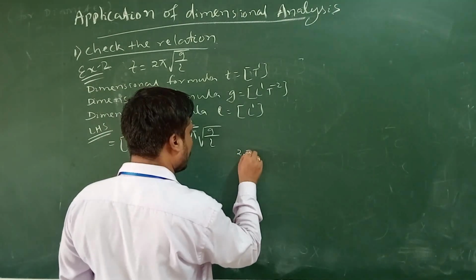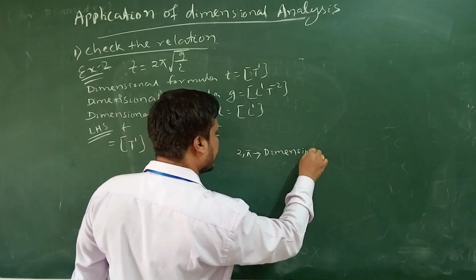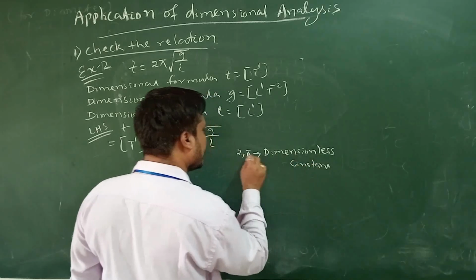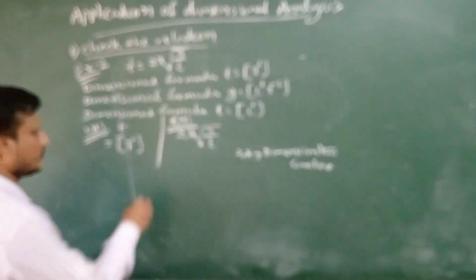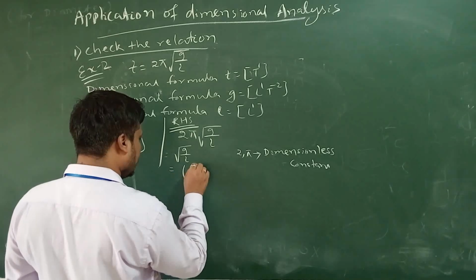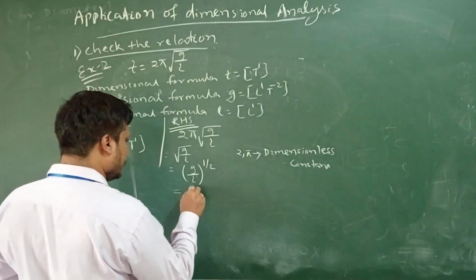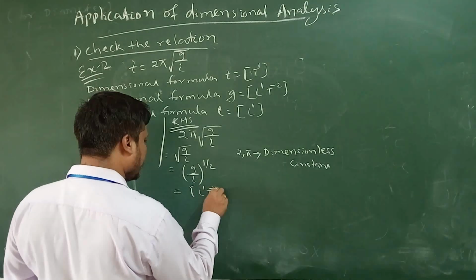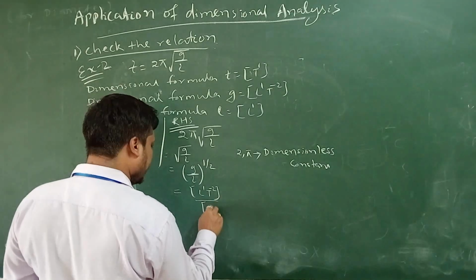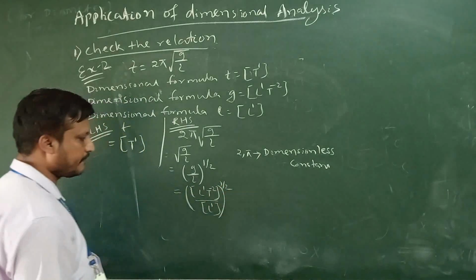Here 2 and pi both are constants, known as dimensionless constants. That was studied in the last classes. So root over g by L means g by L to the power half, which is equal to the dimensional formula of g, L to the power 1 T to the power minus 2, and the dimensional formula of L is L to the power 1, whole to the power half.